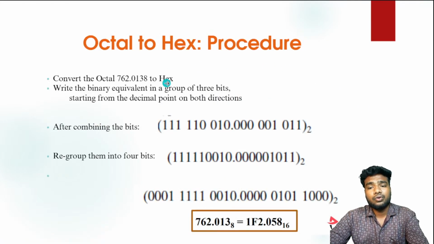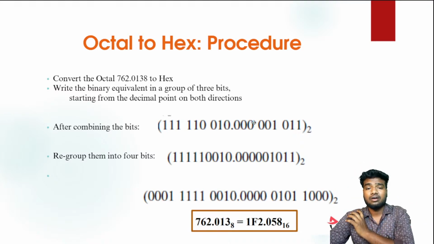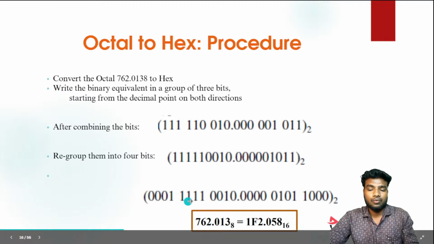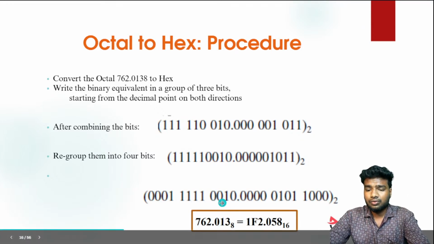Then octal to hexadecimal, same thing. You have to group by 3, and then group by 4, and then convert the binary to decimal. You have to write for that 0 0 1 0 1 1 1, and then 0 0 1 1 0 0 1 0. So 0 1 1 1 we can write as 7. So this is the way of writing octal to hexadecimal.